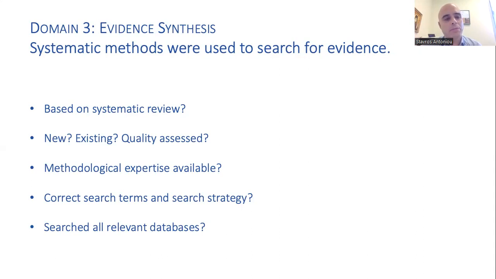So the first item of domain 3, systematic reviews: was the guideline based on a systematic review or more systematic reviews, a new systematic review or an existing one, and was its or their quality assessed? Were correct search terms used, was the search strategy correct, and were all relevant databases searched?